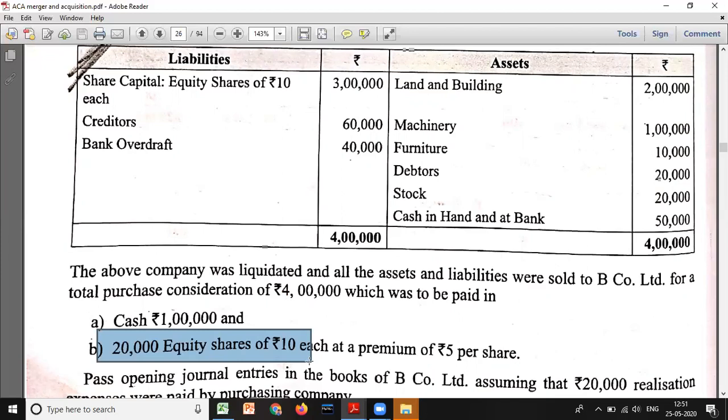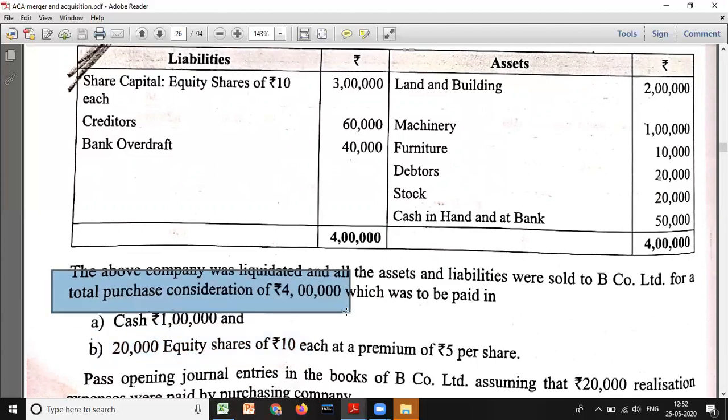The second one is what? You have to identify the method of calculation of PC. There are 3 methods: lump sum, net asset, net payment. What do you mean by lump sum? Lump sum in the sense, in the question they'll give you the purchase consideration. Look at the question. The above company was liquidated and all assets and liabilities were sold to B Company Limited for a total purchase consideration of rupees 4 lakh. They have only given the total purchase consideration, which is 4 lakh. So PC is 4 lakh, clear. So it is lump sum method. No need to apply net asset or net payment.